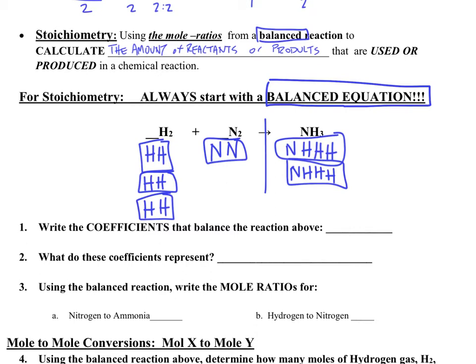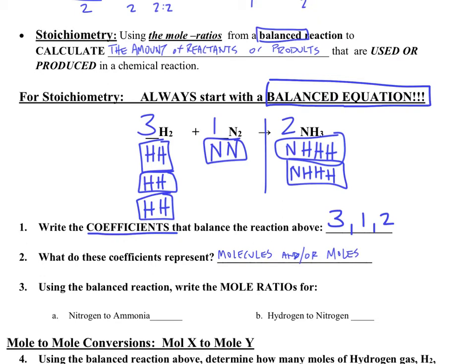So now we count the boxes. So for hydrogen gas, it's 1, 2, 3. So my coefficient's 3. For nitrogen gas, it's 1. And for NH3 ammonia, it is 2. All right, so now I want to write the coefficients for that reaction. From left to right, it's 3, 1, 2. Easy. What do the coefficients represent? Coefficients represent the number of molecules and/or the number of moles.